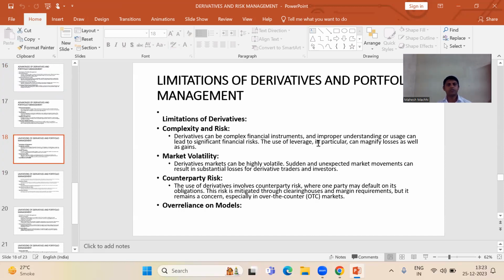There are some limitations of derivatives. Complexity and risk. Derivatives can be complex financial instruments, and improper understanding by users can lead to significant financial risk.